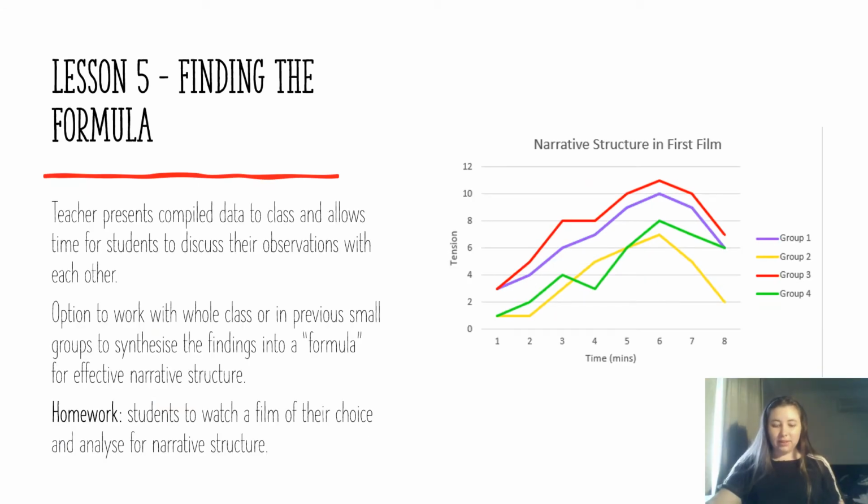Lesson 5 gives students a chance to analyze and discuss the data they've created with their classmates. They're then asked either as a class or in their small groups to use the data to synthesize their findings by creating a formula for narrative action. At the end of this lesson, students are asked to analyze a film of their choice with narrative structure before the next lesson. And during the discussions, they might also use percentages and fractions to create their formula.